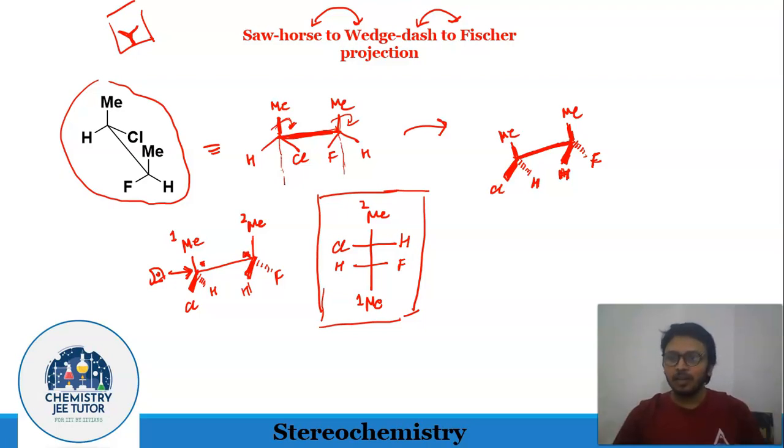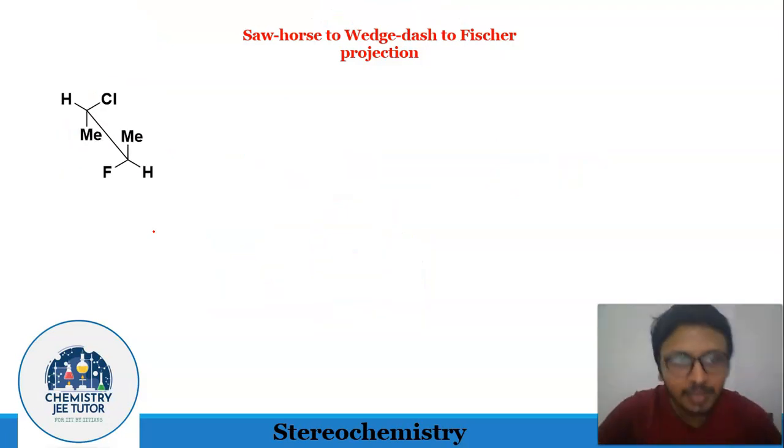This is the trick. I have not written it, but if you have followed the video, you would have made your own notes. So you convert the Sawhorse to a wedge dash with this trick, and apply the second trick to convert the wedge dash to a Fischer. Simple enough. It's all a trick business. Let us see the second one.